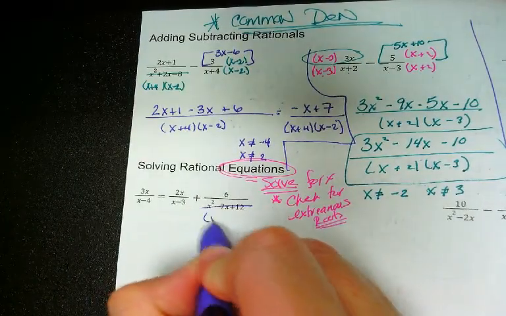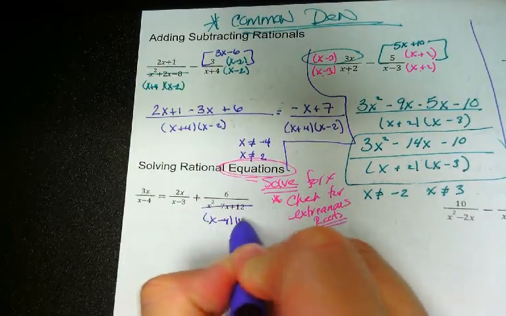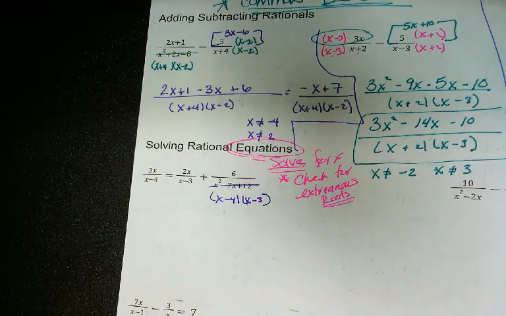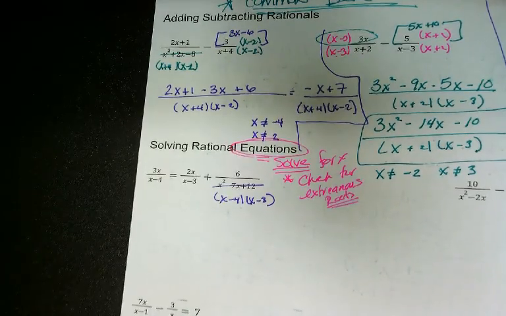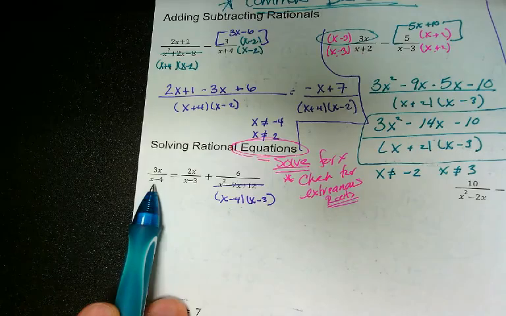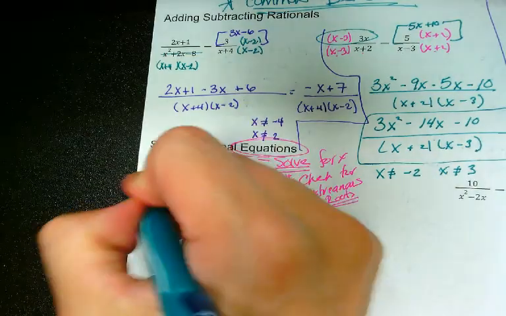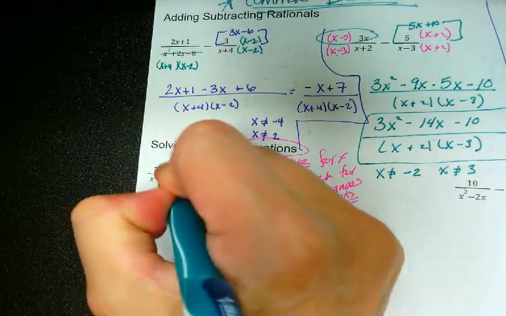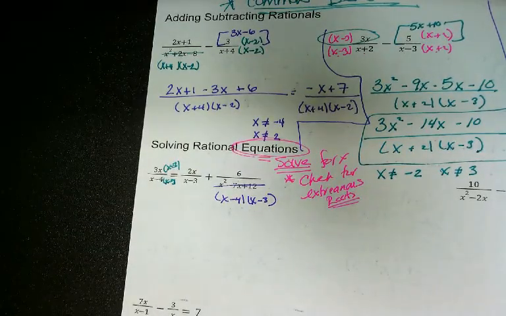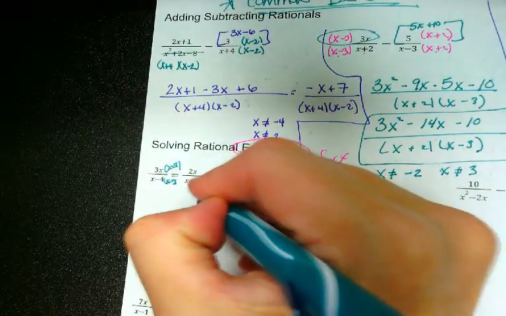So I've got x minus 4 and x minus 3. Okay, and again, my goal is just to make them all look the exact same. What would I want to multiply the first fraction by? X minus 3. That's going to help us out. The second fraction by x minus 4.